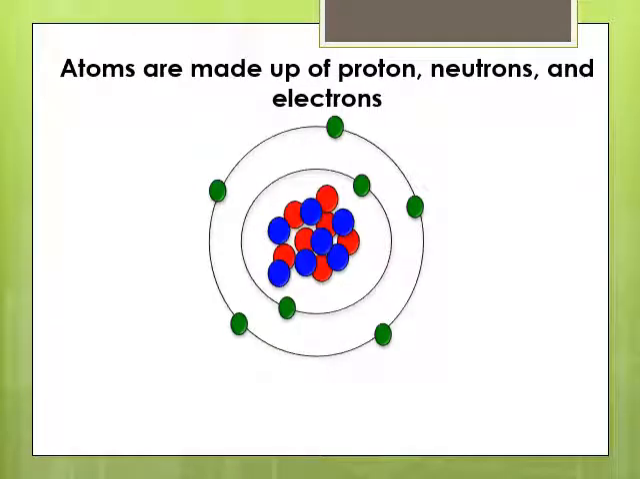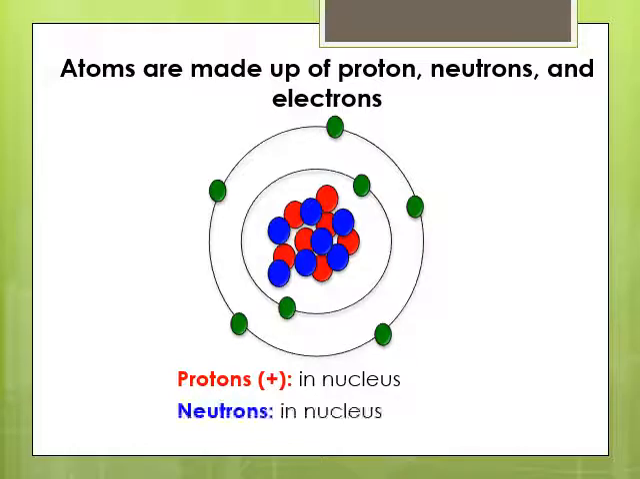So our atoms, our smallest units, are made up of protons, neutrons, and electrons. You guys have probably heard this, especially in chemistry. So protons are our red guys, our positive guys in the nucleus. Neutrons also hang out in the nucleus with these guys, and they are neutral, just like neutron, neutral. And then our electrons are negative, and they orbit around these in these different rings around the nucleus.